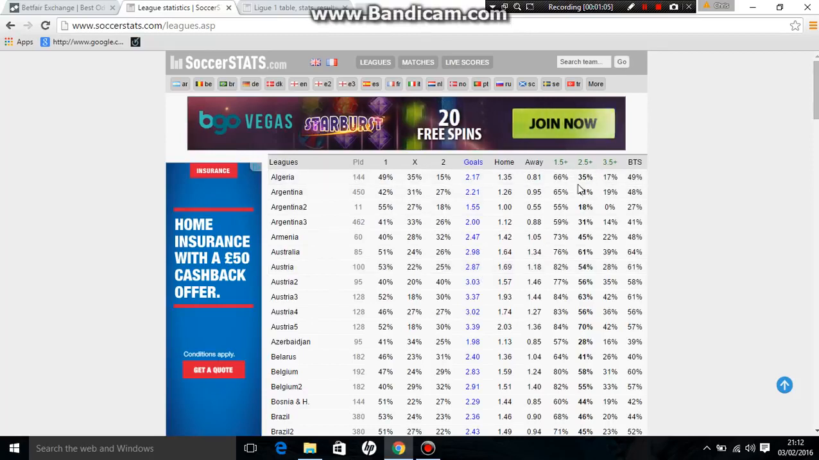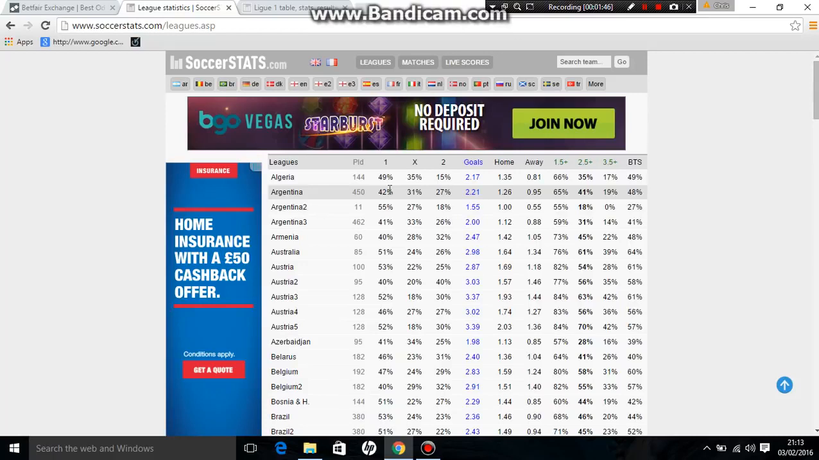The columns that we want are these two columns. These are the only ones that we're interested in, and those are 2.5 plus and BTS, meaning both teams to score. Those are the only two columns that we are interested in. Now, what you want to look for is leagues that have an above 40% on both columns. Above 40% on both columns. Now you might be thinking, well, hang on a minute, there's a lot of leagues here that are over 40%. That doesn't really narrow it down much.